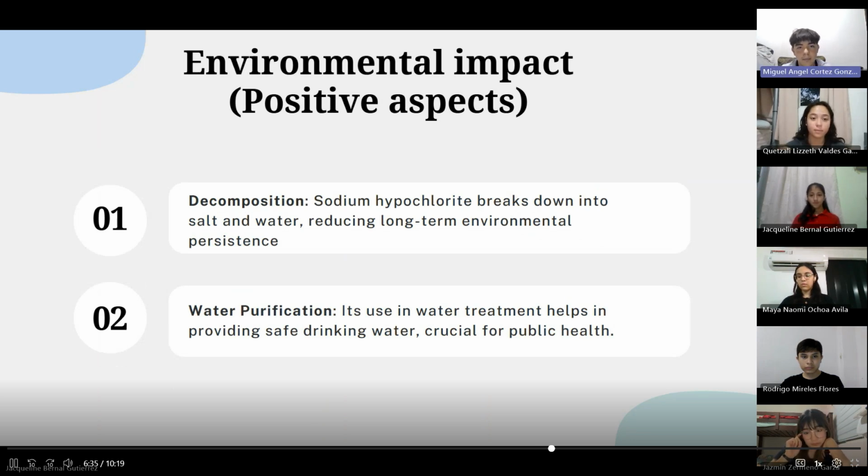Now, the environmental impacts, positive aspects. One is decomposition. Sodium hypochlorite breaks down into salts and water, reducing long-term environmental persistence. Two, water purification. Its use in water treatment helps in providing safe drinking water, crucial for public health.